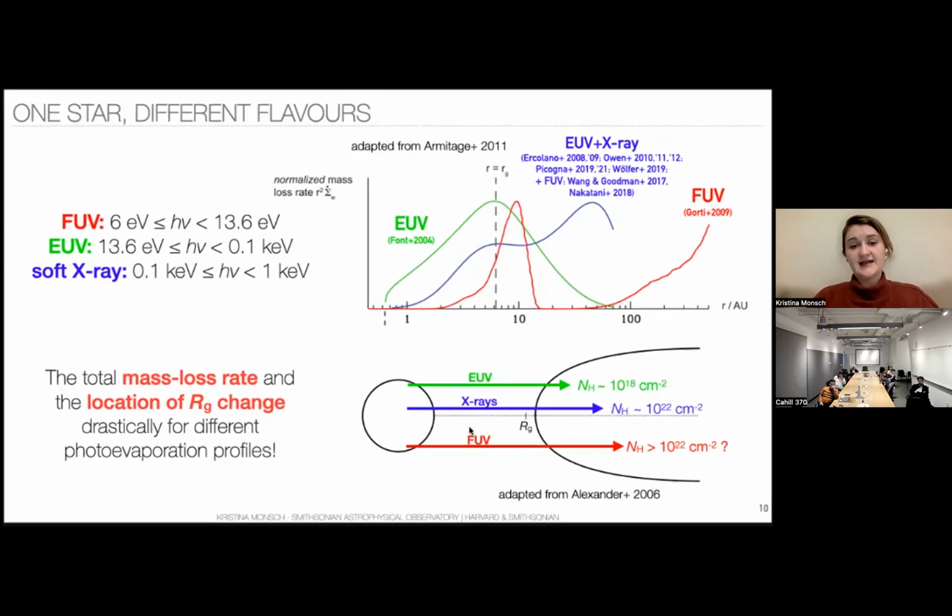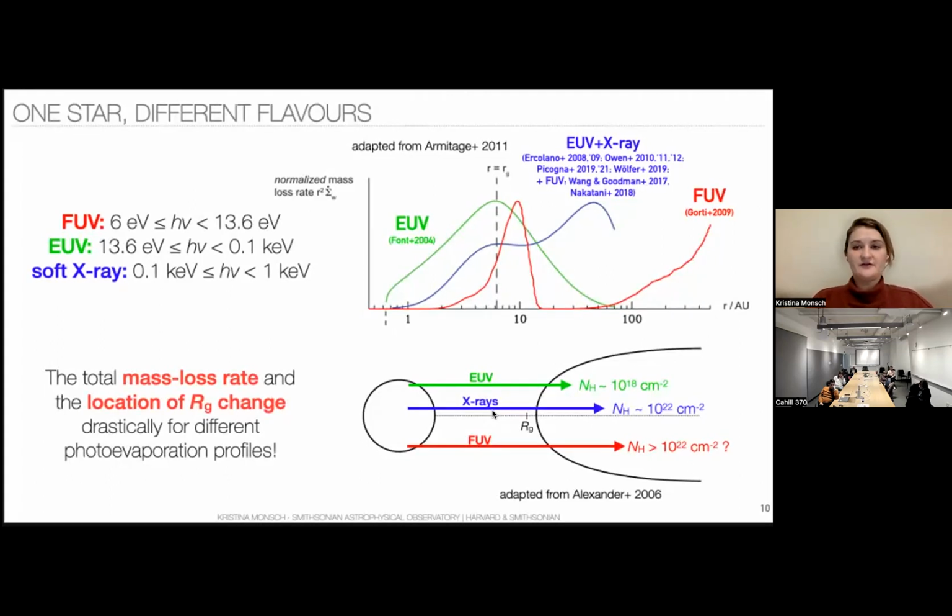photons. So as I was saying, UV photons cannot really penetrate the disk very deep, while X-rays can penetrate it much more deeply and therefore heat it more efficiently. And therefore the mass loss rate, as well as the location of the gap opening due to photoevaporation, depends very drastically on the photoevaporation profile you assume.